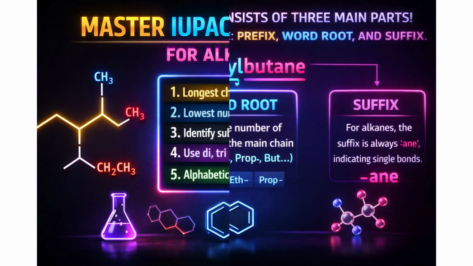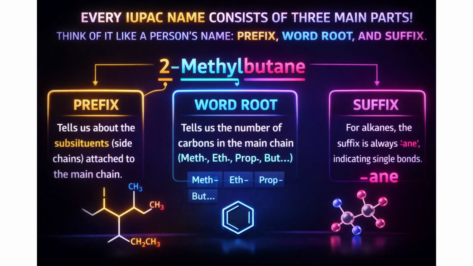Let's dive in. Alright, let's break down the anatomy of a chemical name. Every IUPAC name consists of three main parts. Think of it just like a person's name. You've got the prefix, the word root, and the suffix. First, let's look at the heart of the name, the word root. This tells us exactly how many carbons are in the main chain.